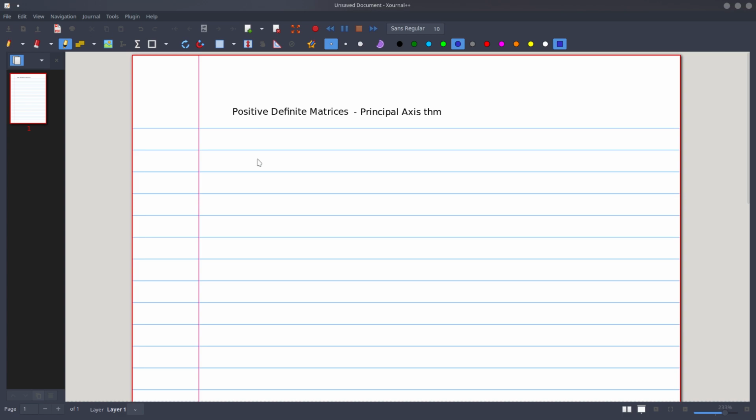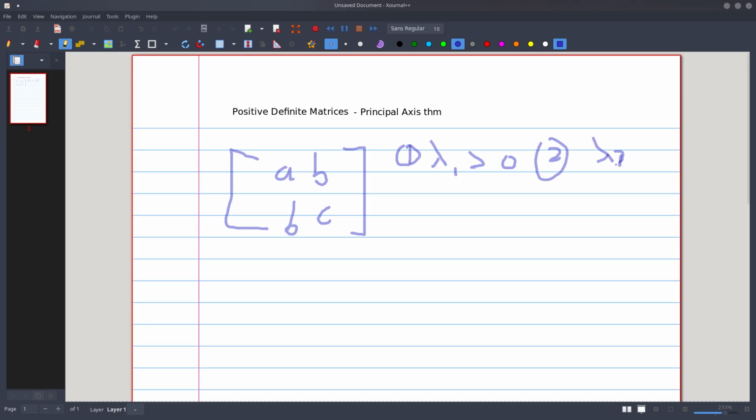So suppose you had A, B, B, C, like this. And there are two ways to test that this matrix is positive definite. The first way is with the eigenvalues. If the eigenvalues are positive, lambda 1 is greater than 0 and lambda 2 is greater than 0, then your matrix is positive definite. So this is the first test.